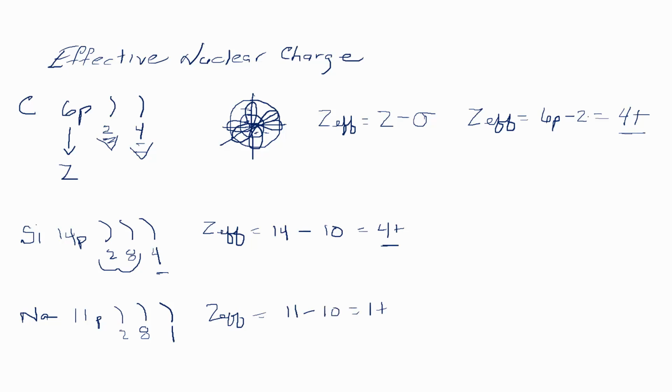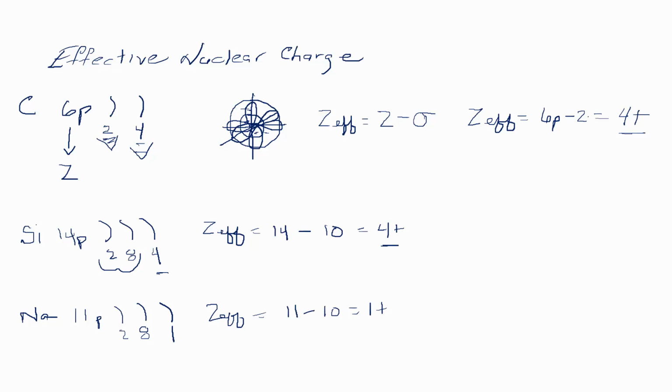Now, some of you might have caught on by now that Z effective is going to be the same as the number of electrons in the outer shell for that element. And so, technically you wouldn't have to calculate this formally every time. Again, carbon and silicon being in group 14 have 4 valence electrons. Their Z effectives are 4 positive. Sodium being in group 1 has a Z effective of 1 positive.